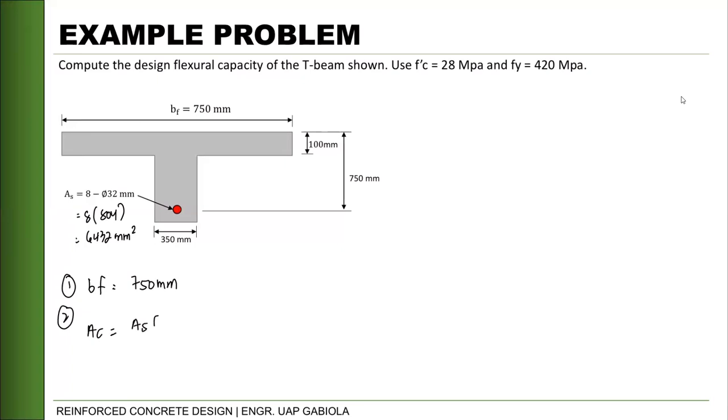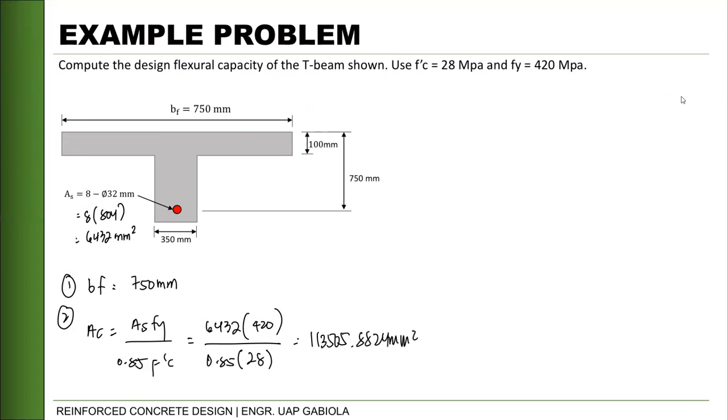So we have ASFY all over 0.85 F prime C. That is 6432 times 420 all over 0.85 times F prime C, which is 28. So that is 6432 times 420 all over 0.85 times 28. So we have 113,505.8824 mm squared. Okay, and we try to compare with our AF.